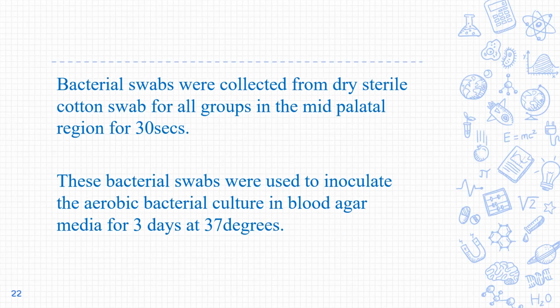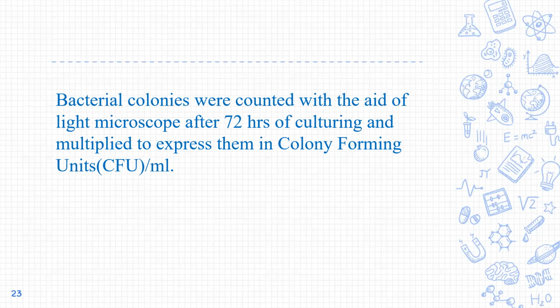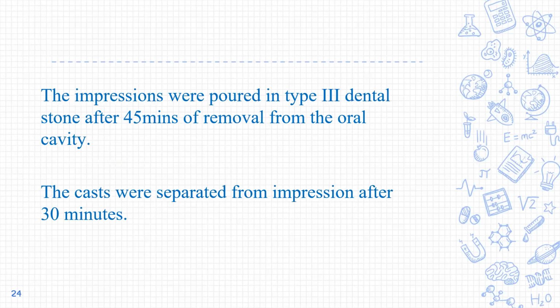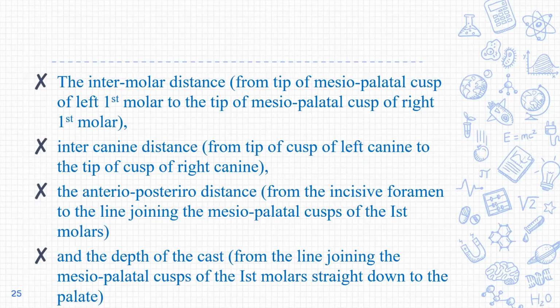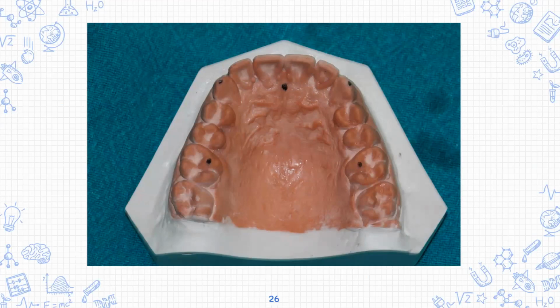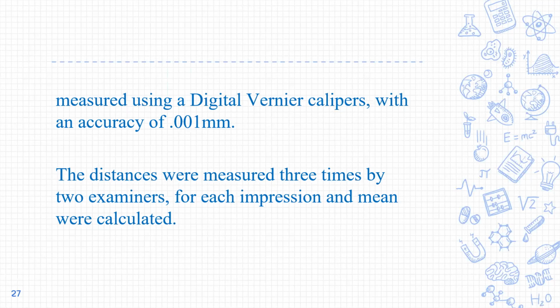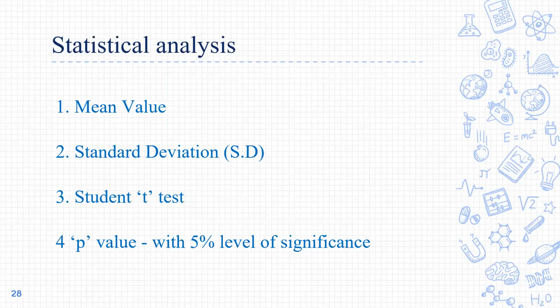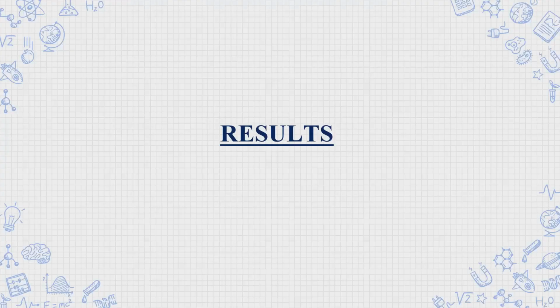The bacterial swab was collected from the mid-palatal region and cultured in a blood agar media. The bacterial colonies were counted using a light microscope. For the pouring, the impression was poured in type 3 dental stone 45 minutes after removal from the oral cavity. The intermolar distance, intercanine distance, the anterior posterior distance, and the depth of the cast were measured using digital vernier calipers. The distances were measured 3 times by 2 examiners and the mean was calculated. Statistical analysis was done using p-value.